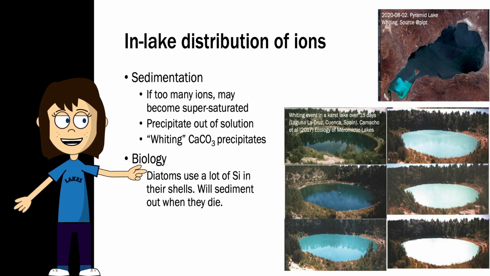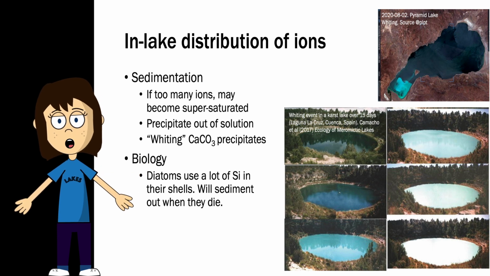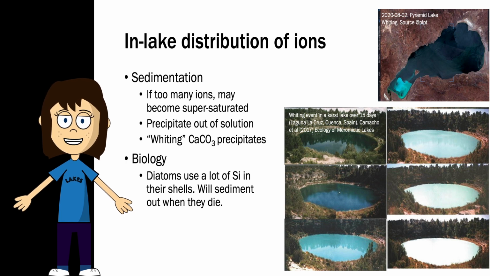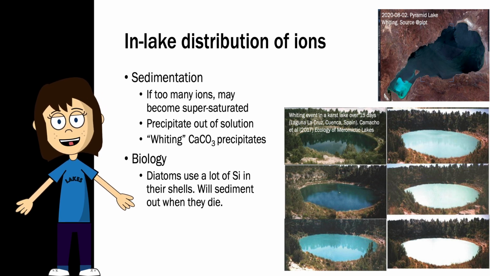If the ion concentration gets too high, the lake may become supersaturated in ions, and the ions will precipitate out of solution. One unique phenomenon in lakes are whiting events, where calcium carbonate will precipitate out of the lake water. You can see this whiting event happening in a karst lake over 15 days in Spain, and you can see that the event gets its name from the chalky white color of the lake. And these whiting events can actually be associated with photosynthetic activity of algae, which take in carbon dioxide and raise the pH of the water, and this changes the carbonate solubility of the water, leading to calcium carbonate precipitation.